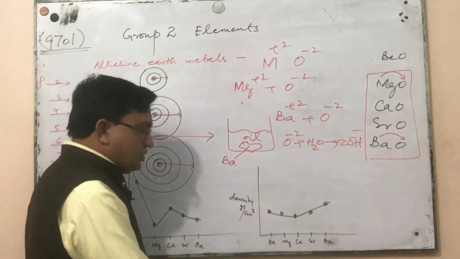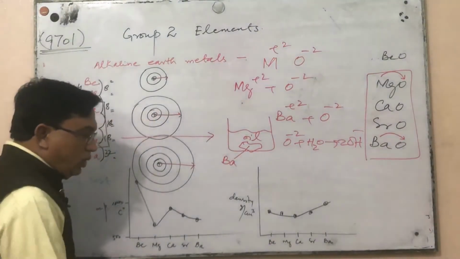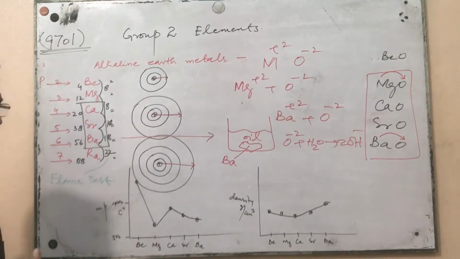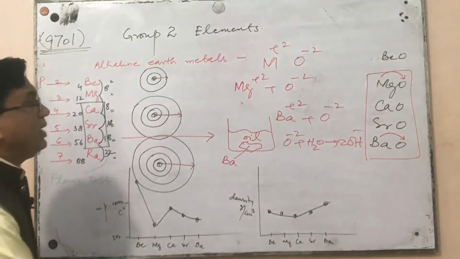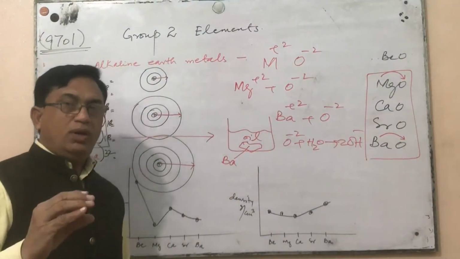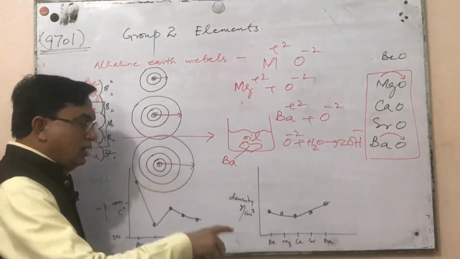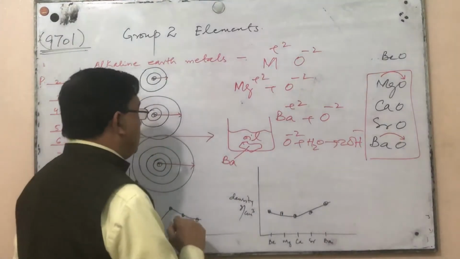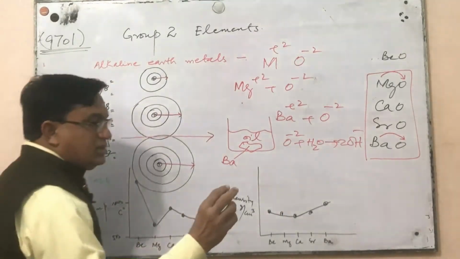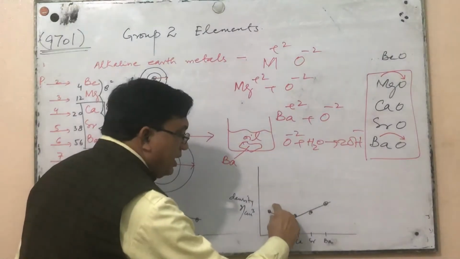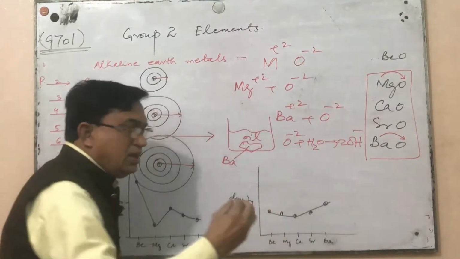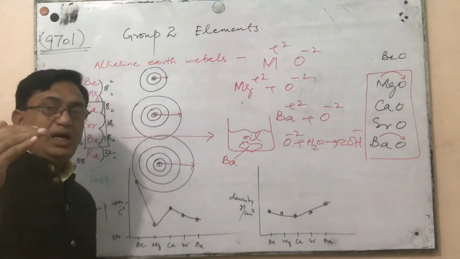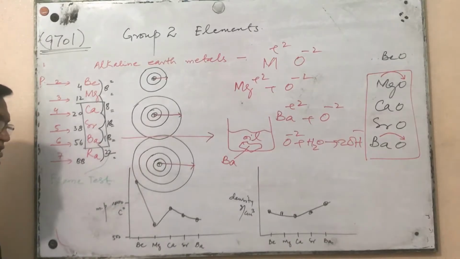Now, if we discuss the density, what happens? What happens in case of beryllium? The density is a little bit high. Why is the density a little bit high? Because the size is very small. In a fixed volume, a larger number of atoms can occupy. That's why the density is high. In case of magnesium, as size is increased, the density decreases a little bit. And in case of calcium, due to the increase in size, density is also decreasing.